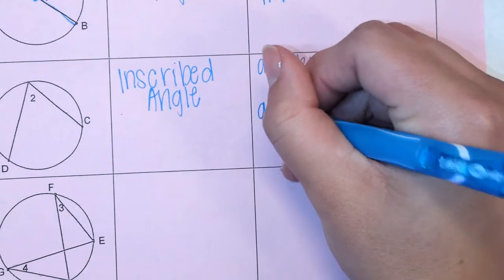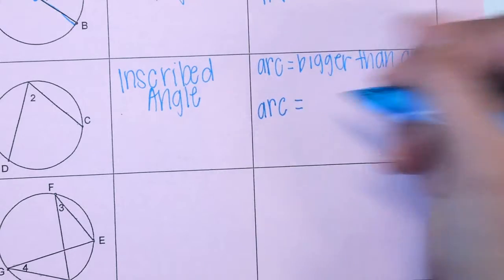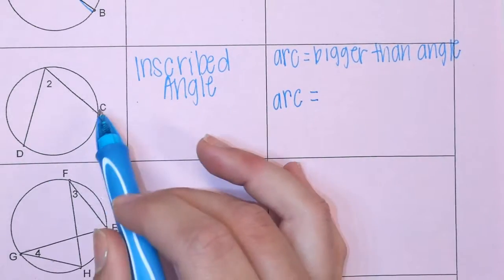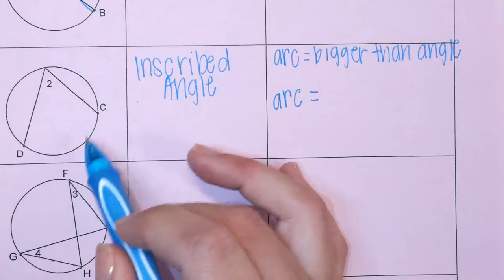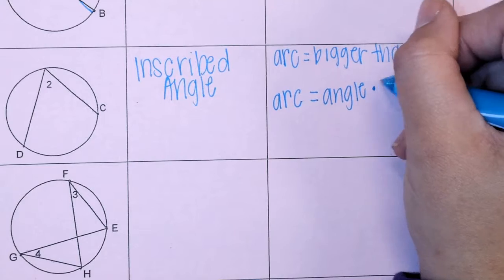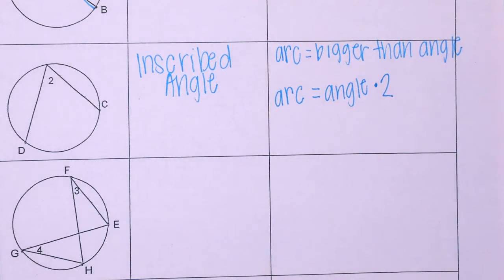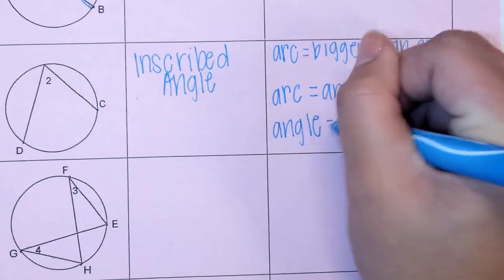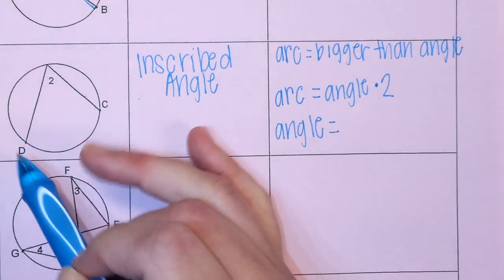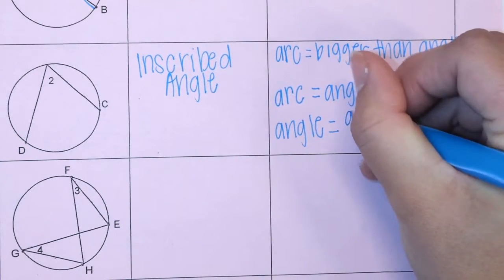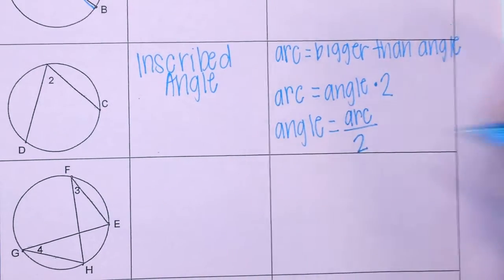Okay, let's say we want the arc. Arc equals, if I want to find this arc, I have to do what to the angle? Angle times 2. If I want the angle, and I'm given the arc, I have to divide the arc by 2. So one you're multiplying and one you're dividing.